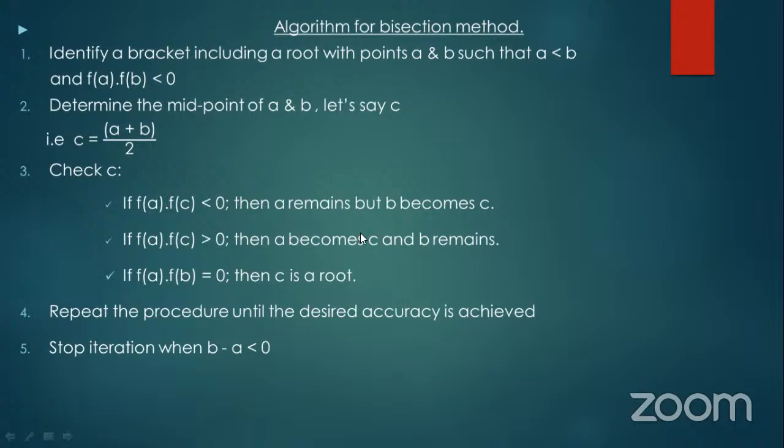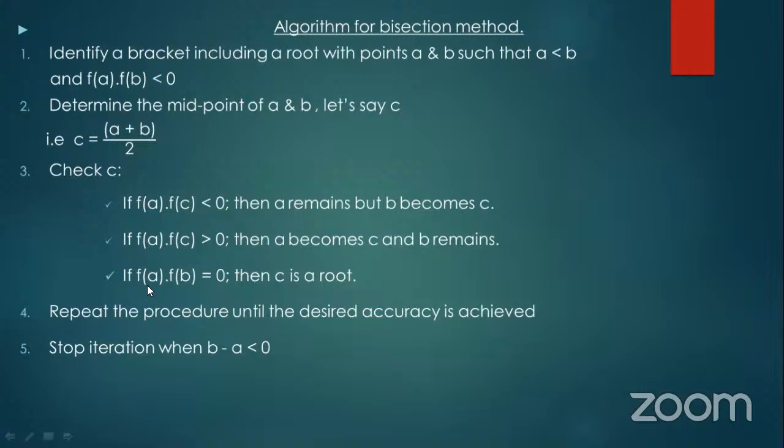And the second condition, if we multiply the function of A and the function of C, that is, the function of A is negative and the function of C that we got is negative also, that will give us a positive value. So we cannot get a root for a positive value. We cannot get a root.